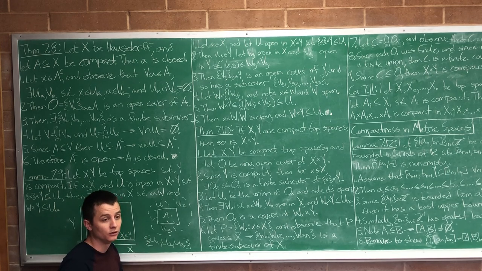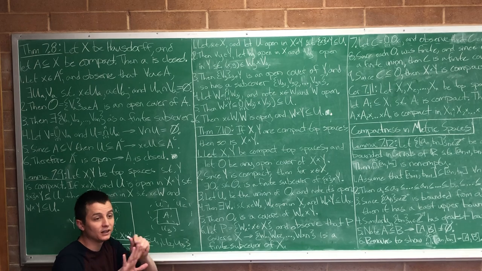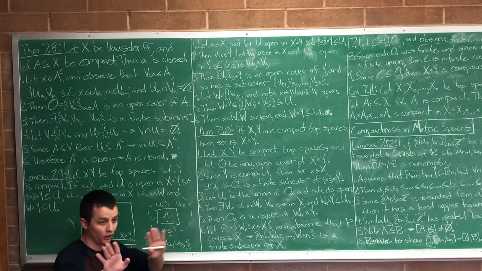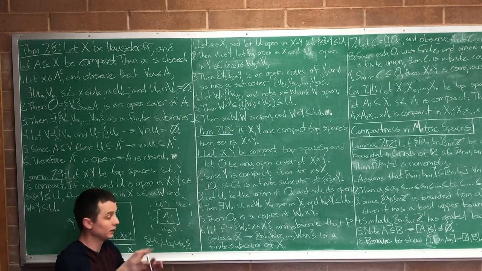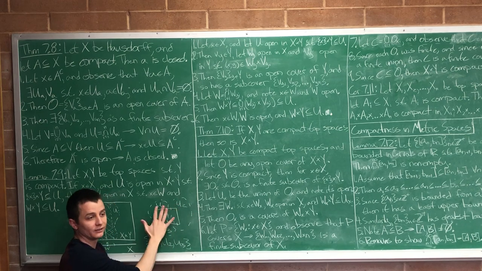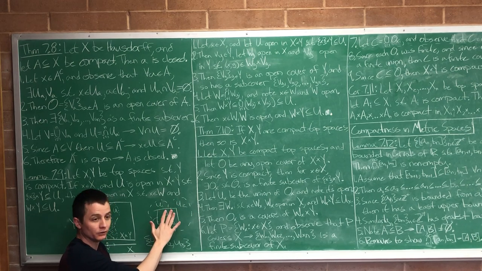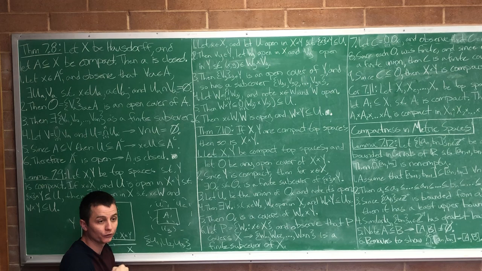Right. So you can pick infinitely many open sets you want. I don't know anything about the collection. You randomly pick some collection of open sets that covers A. There could be infinitely many of them in there. It should be possible for me to choose finitely many of them and still cover A. If it's possible for me to do that, A is compact. If it's impossible for me to do that, A is not compact.